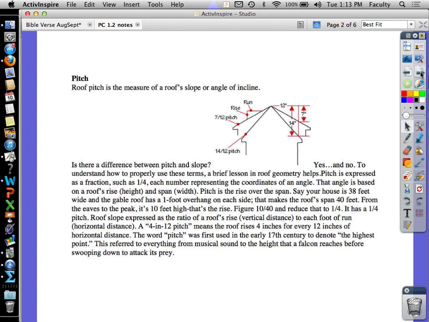The word pitch was first used in the early 17th century to denote the highest point. This referred to everything from musical sound to the height that a falcon reaches before swooping down to attack its prey. I thought that's just very interesting.